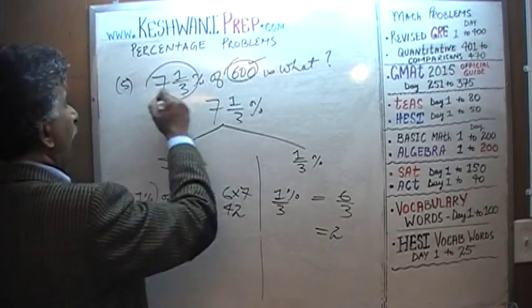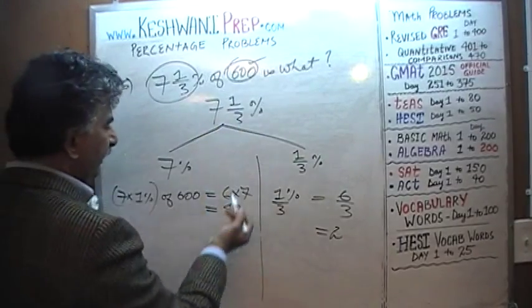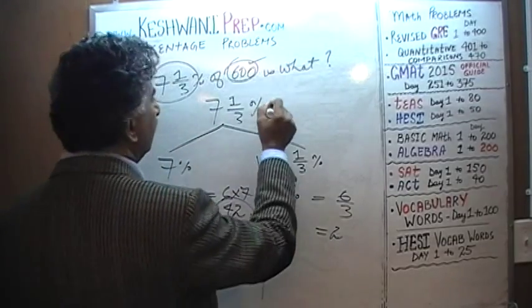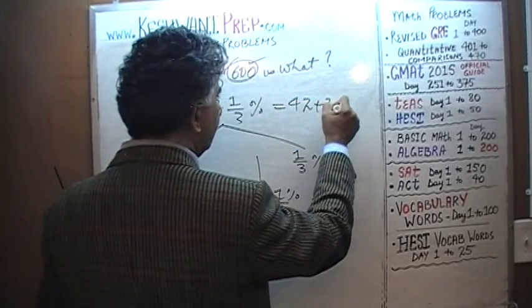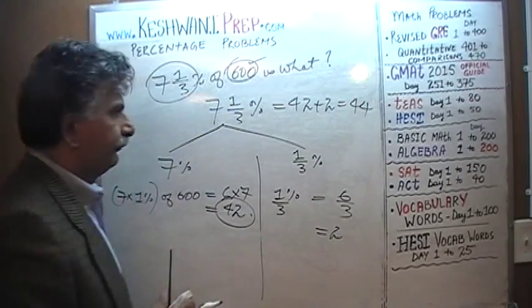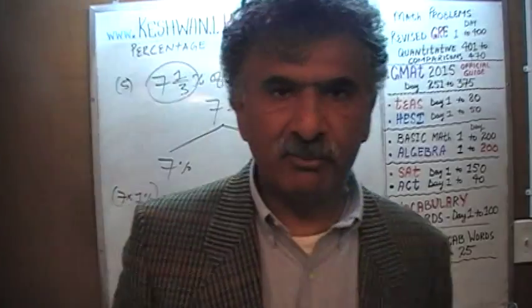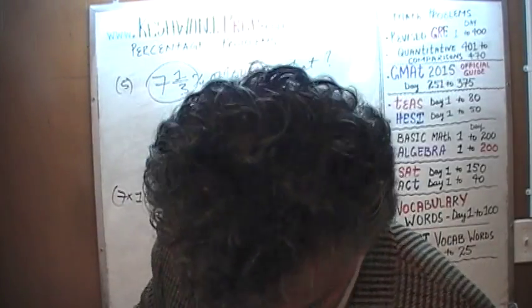The question was, how much is 7 1/3% of 600? The answer is 7 1/3% of 600 is 42 plus 2, which is equal to 44. The answer is 44 represents 7 1/3% of 600. Let's move on. Number 6.